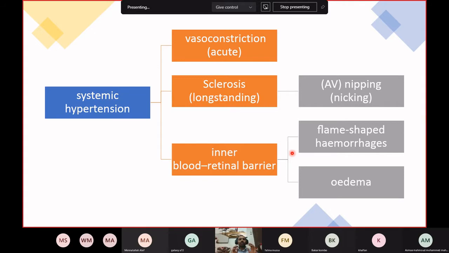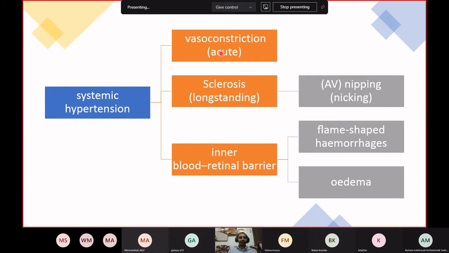So we should understand that systemic hypertension causes three things. One of them is the acute phase. If there is an accelerated hypertension, like for example, patients with preeclampsia, patients with pheochromocytoma, patients with Cushing disease, in which there is a sharp rise of the arterial blood pressure, they may have what we call a vasoconstriction, a reflex vasoregulation. The retina tries to protect itself by vasoconstriction of the retinal arterioles.